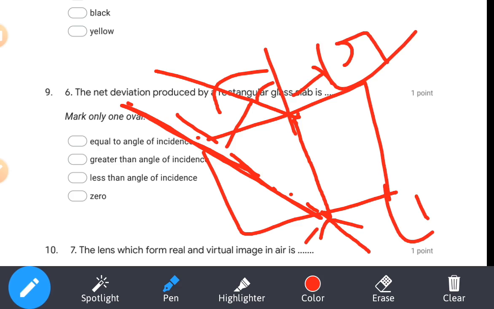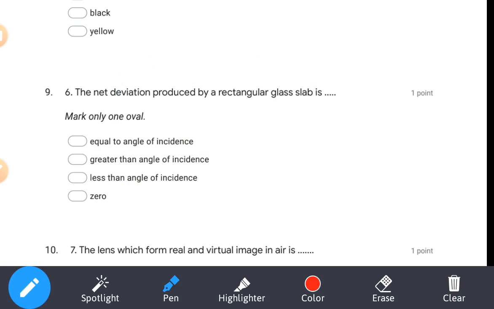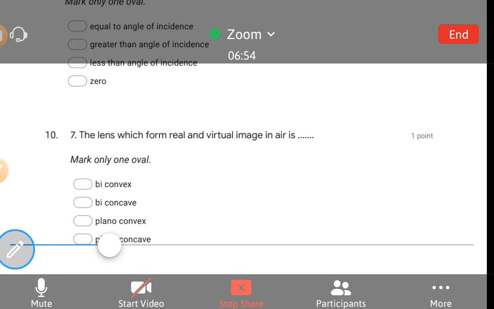So what is the angle between incident and refracted ray? These two are parallel to each other. If they are parallel, what will be the net deviation? Deviation is zero only. There is no angle between them because those two are parallel rays. So net deviation will be equal to zero. Let's see the seventh question.